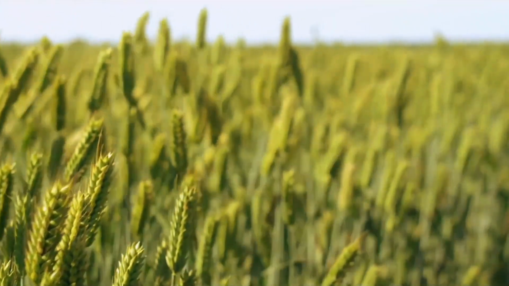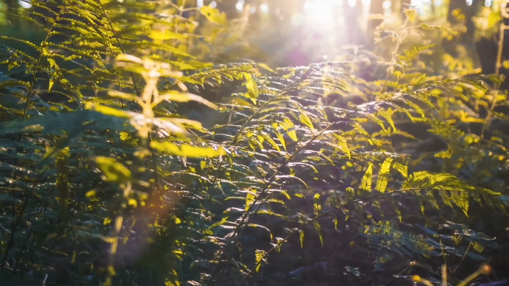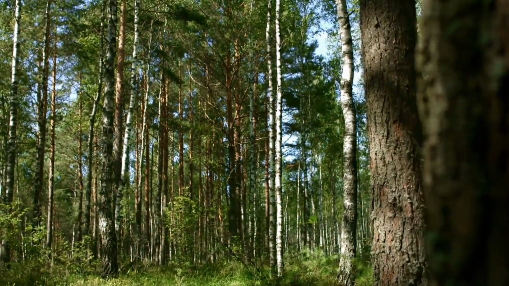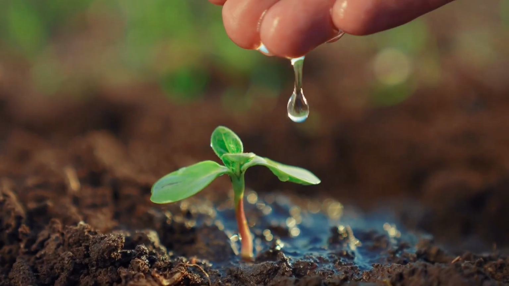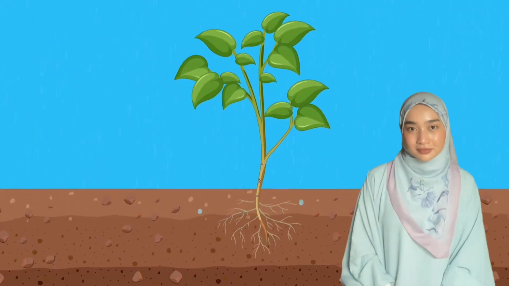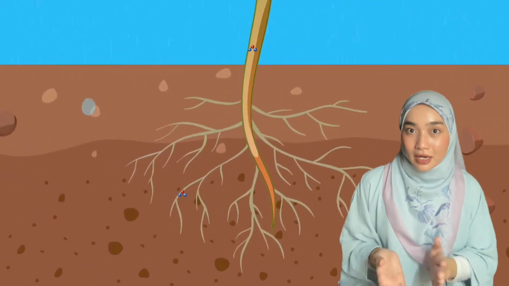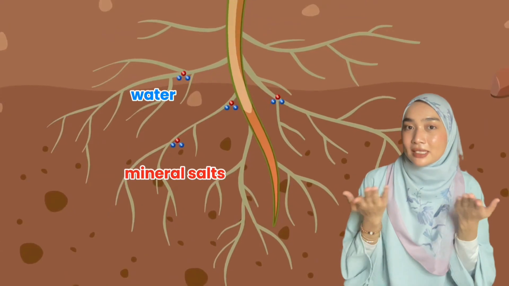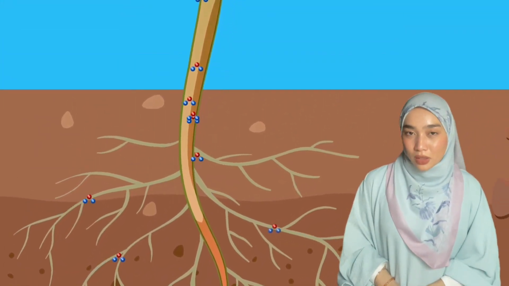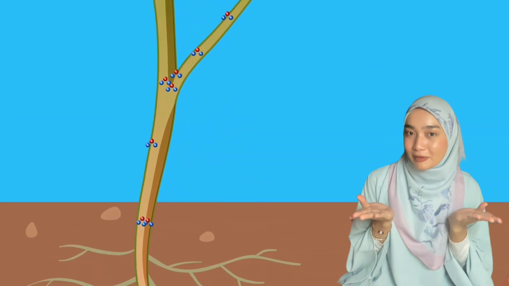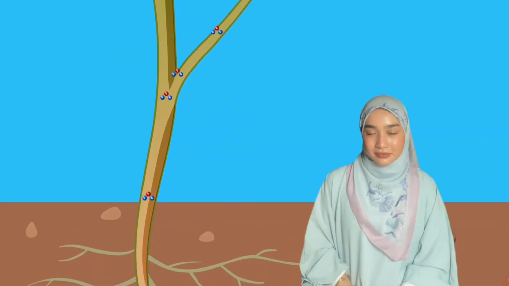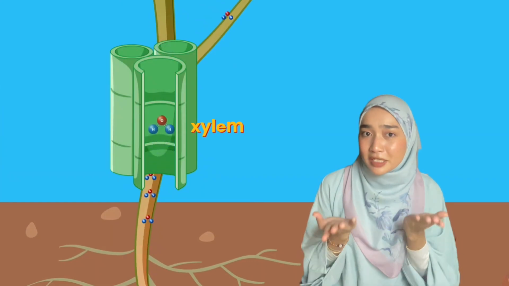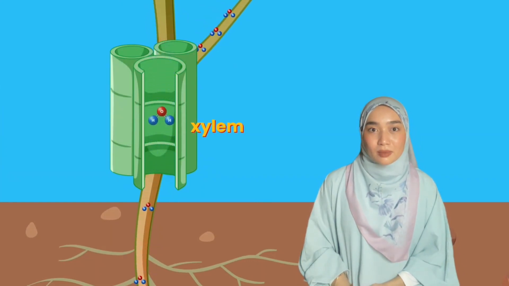In the bustling world of plants, the journey of water and nutrients begins beneath the surface, where roots eagerly seek out nourishment from the soil. Here, plant roots absorb water and essential mineral salts from the surrounding soil, fueling the growth and vitality of the entire plant. Water moves into the roots that contain specialized vessels called xylem.